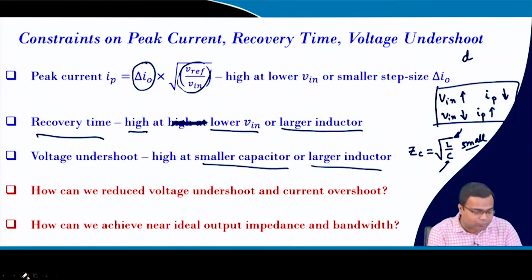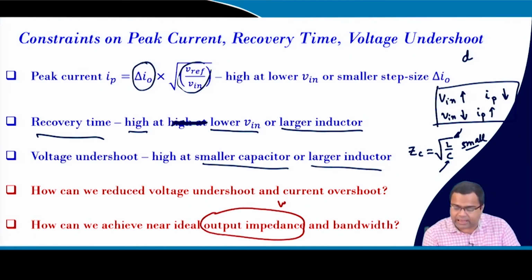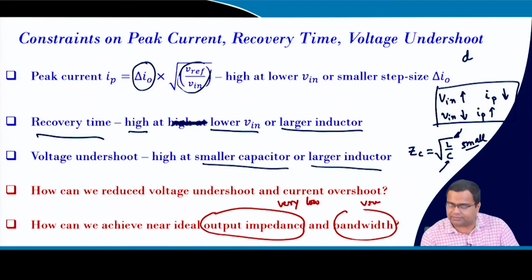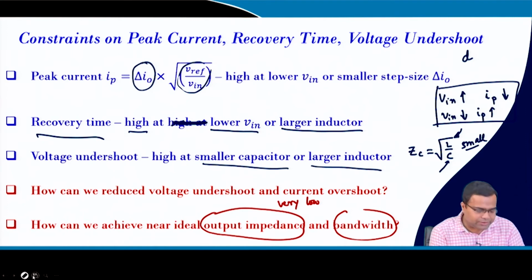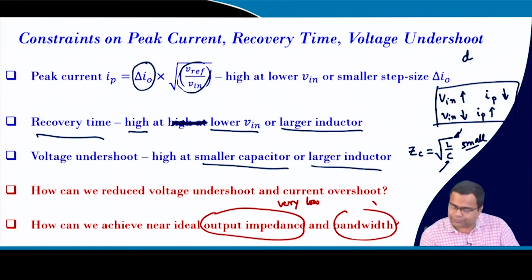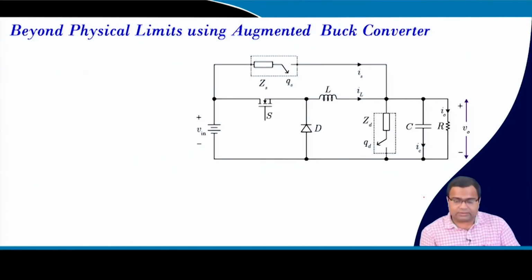So, what is the ideal output impedance? We have learned that the ideal output impedance should be very low, in fact negligibly low, and the bandwidth should be extremely high. Then we need to make some circuit rearrangement, otherwise it is not possible.